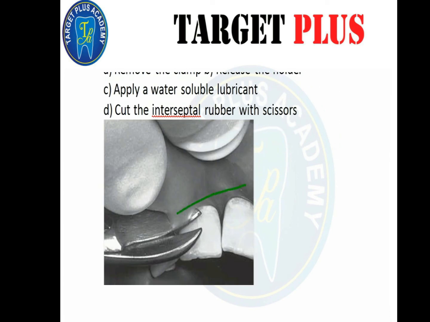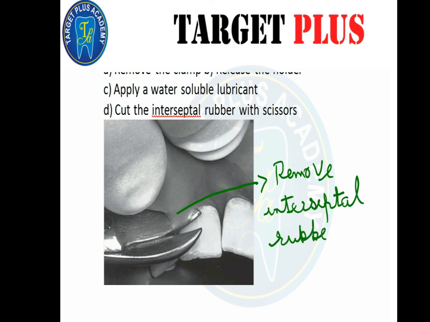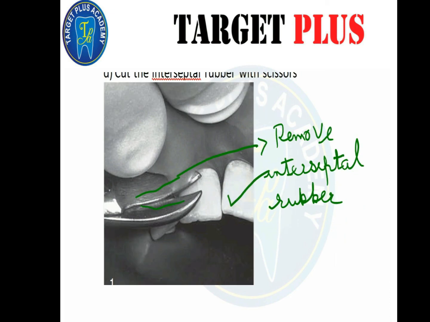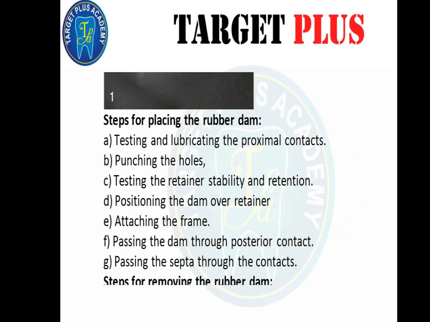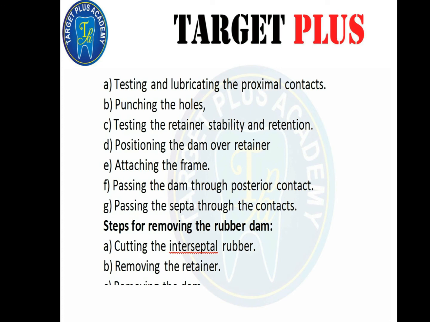Now, when removing a rubber dam, the first step is to cut the interseptal rubber with scissors. This is the figure showing cutting the interseptal rubber with the help of scissors. So, when you have to remove the rubber dam, this is your first step. Steps for removal of rubber dam: cutting the interseptal rubber, removing the retainer, and removing the rubber dam.